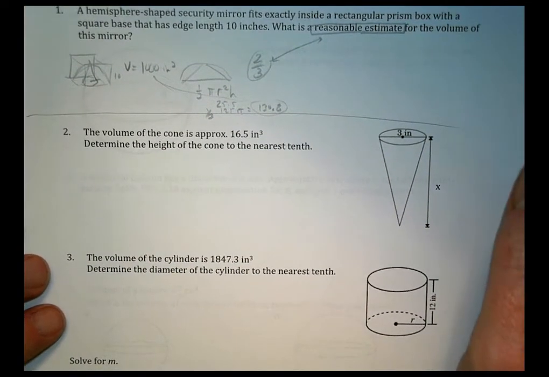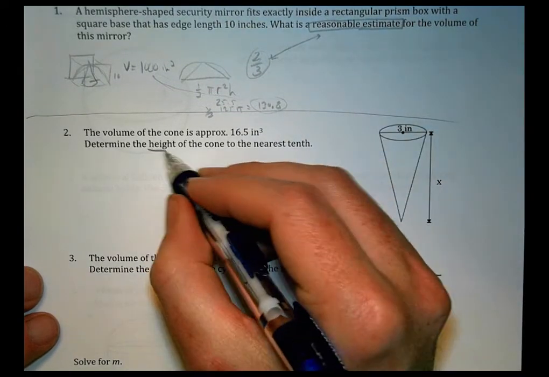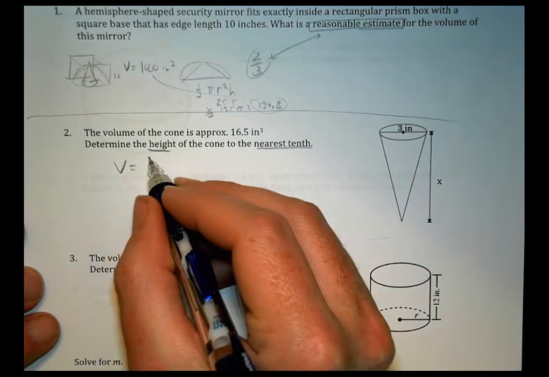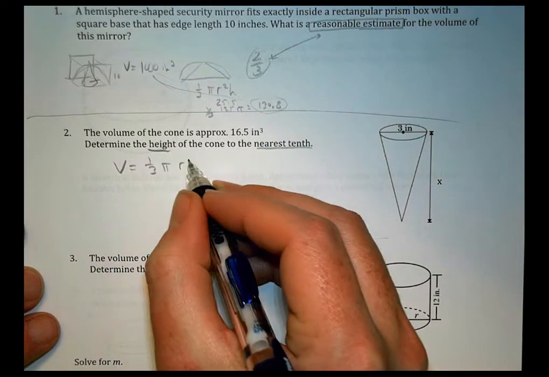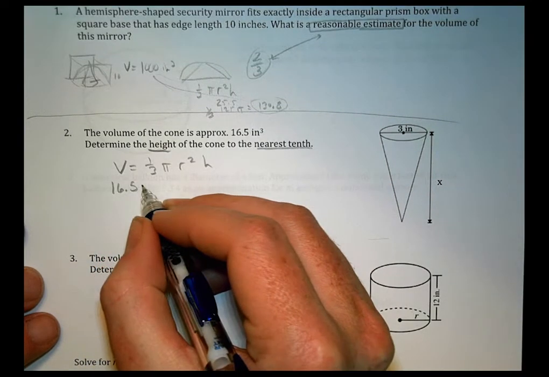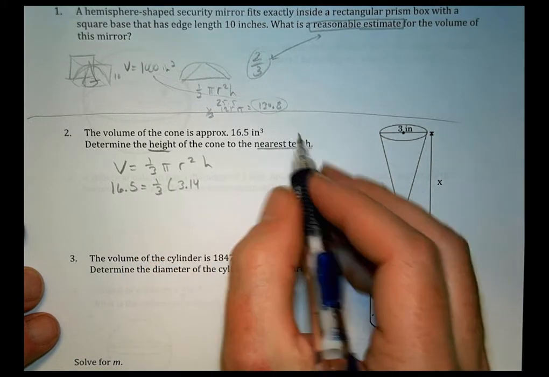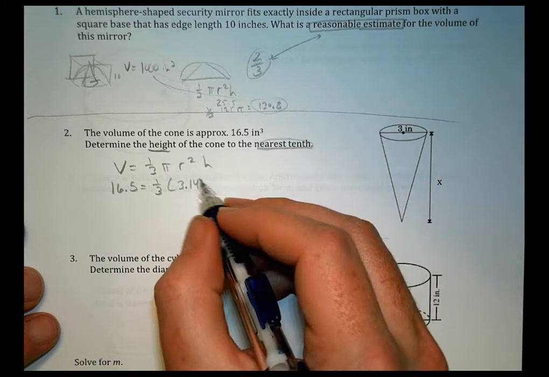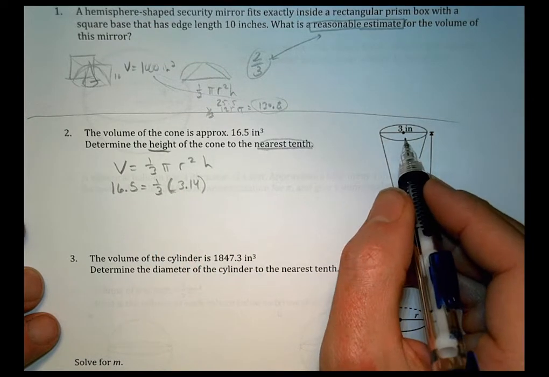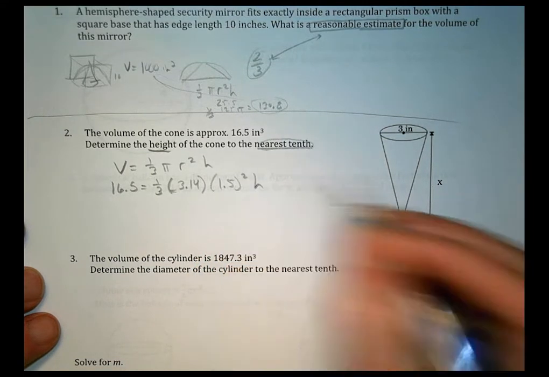Number 2, the volume of the cone is approximately 16.5 inches cubed. Determine the height to the nearest tenth. Alright, so we have the volume equals 1/3 pi r squared h, and we're given the volume 16.5. We keep the 1/3. For pi, we're going to put 3.14 since we're approximating to the nearest tenth. We're assuming we're not keeping it in terms of pi. This was 3, so the radius would be half of that, so it's 1.5 squared, and then we'd find the height.